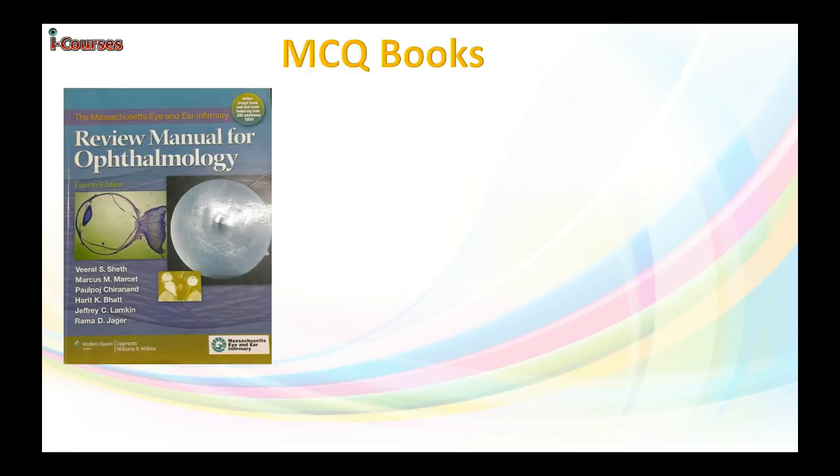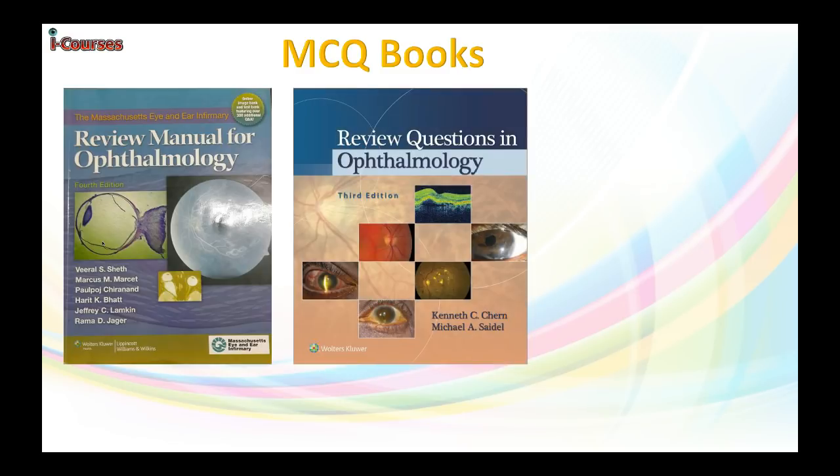If you are still at the start of your readings and you were intimidated by the difficulty level of Review Manual of Ophthalmology, then you have this nice book. It's called Review Questions in Ophthalmology by Kenneth Wright. It has very good images, investigations and clinical photos, and its difficulty level is almost intermediate.